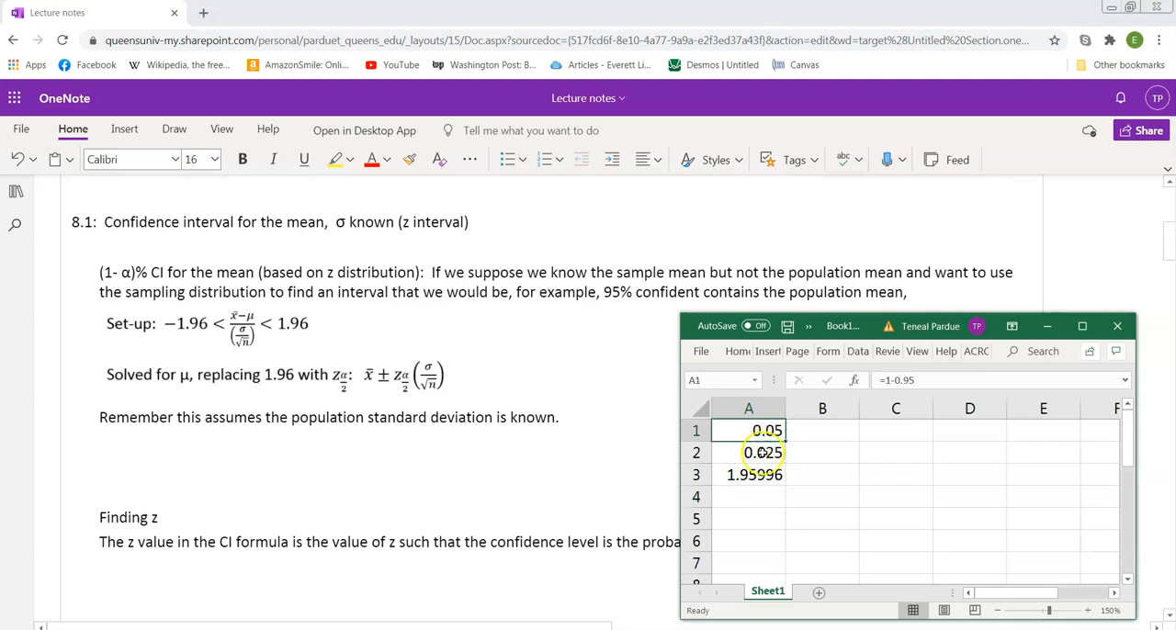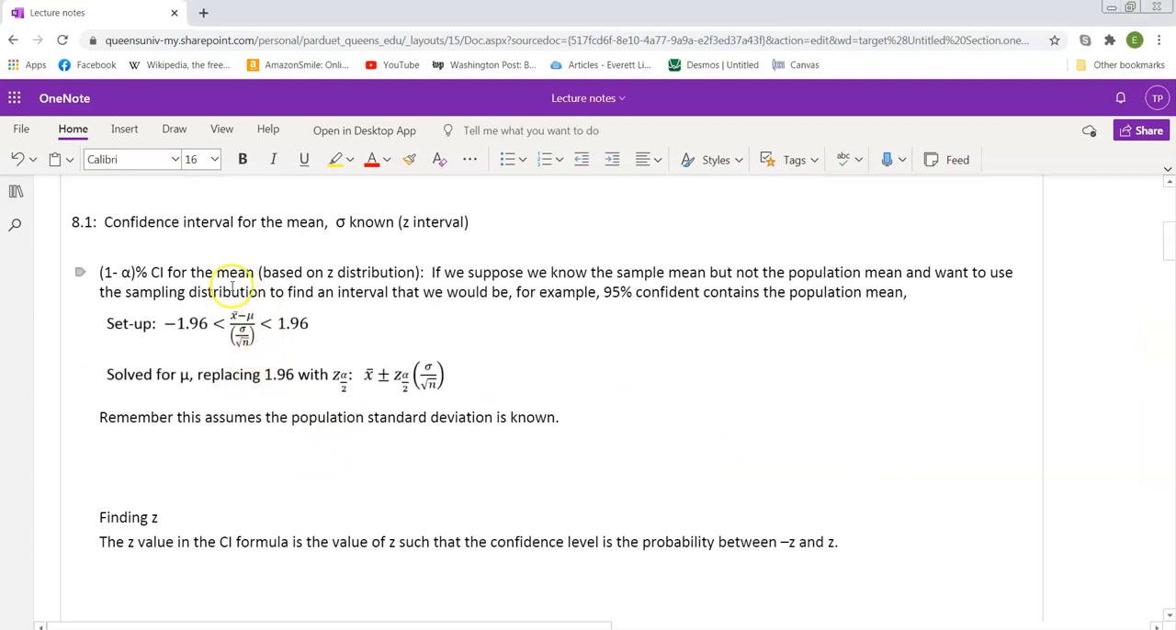And by the way, if we wanted that to be 99%, now that we've got this set up, we could just change that 0.95 to 0.99. And this is the value of z we would need. If we instead wanted 90%, we could just change that to 0.9. And this would be the value of z that we'd get. So if I were you, I would set up an Excel file just like this, and then you don't have to do this calculation every time.